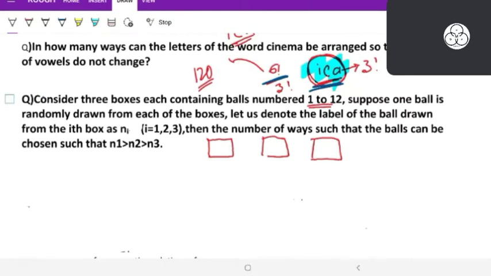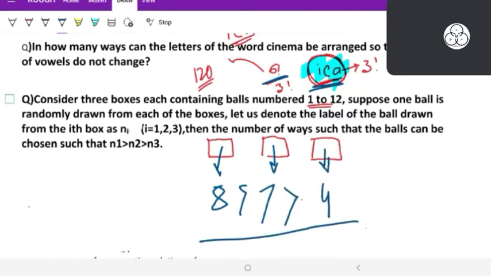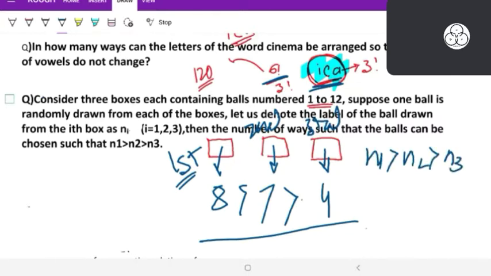Then the number of ways such that the balls can be chosen such that N1 greater than N2 greater than N3. Suppose we are choosing a ball numbered 8. Here we need to choose a ball numbered 7, and here we can choose number 4. N1 greater than N2 greater than N3, because this is the first box, this is the second box, this is the third box, and it is given that N1 greater than N2 greater than N3. Quite easy.